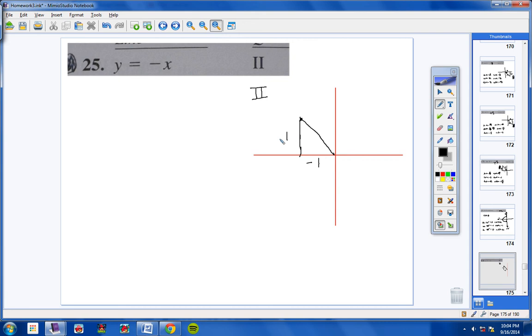Okay, so I'm not going to put this negative sign here. So we're over 1 and we're up 1. So square root of 1 is 1. Square root of 1 plus 1 is 2. Square root of 2. So the hypotenuse is square root of 2, and here's theta. Okay, so we're good. Let's fly.